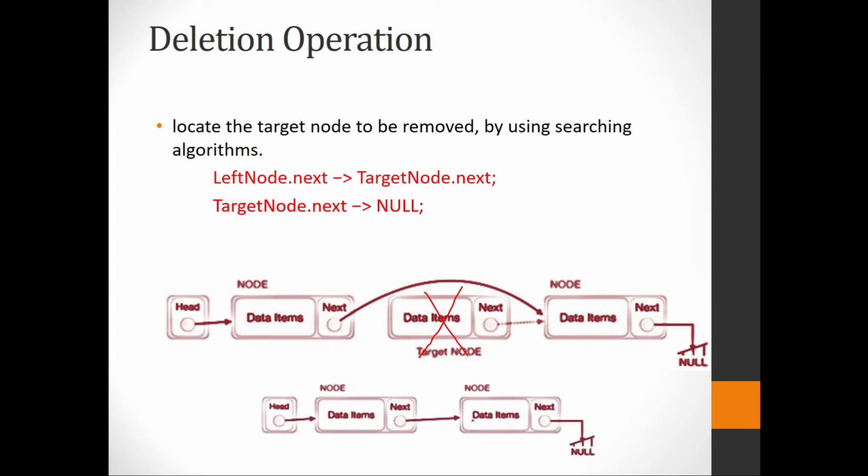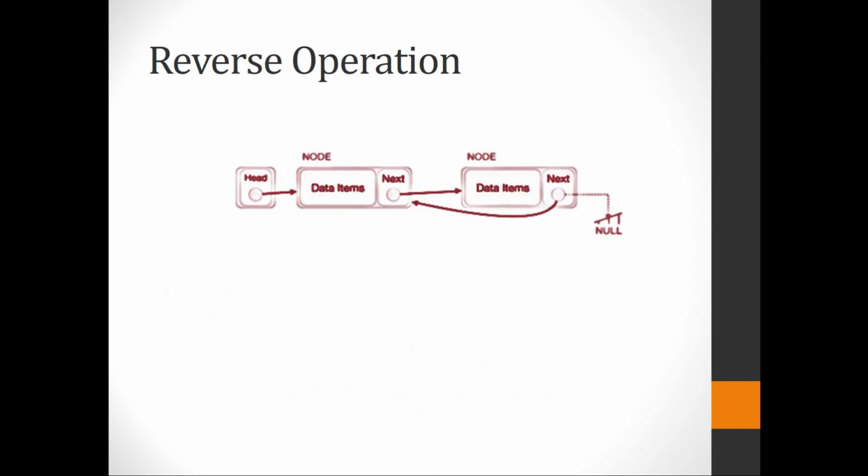Okay. So now in this case, it has been removed. So you will have your left node and this particular node alone, and the last being connected to null. And now if I have to reverse the operation, what do I have to do?